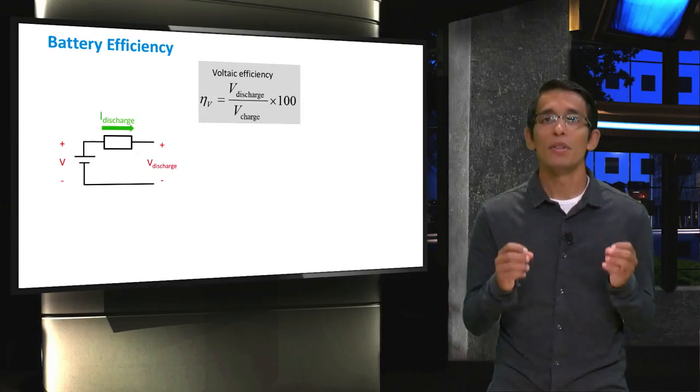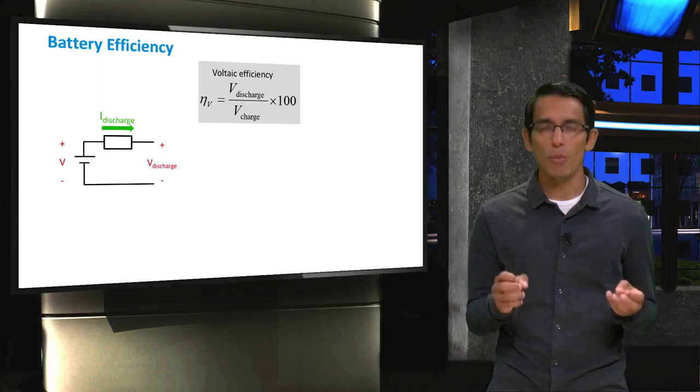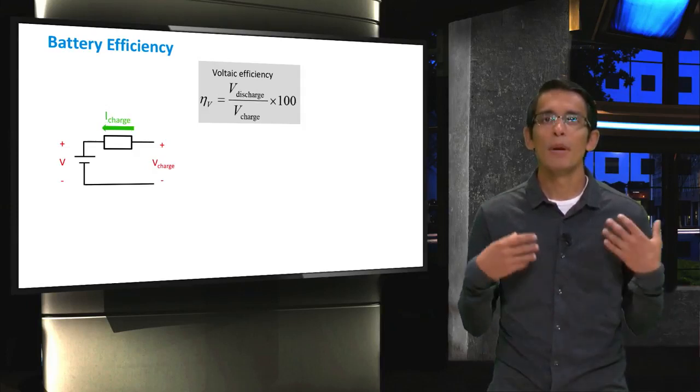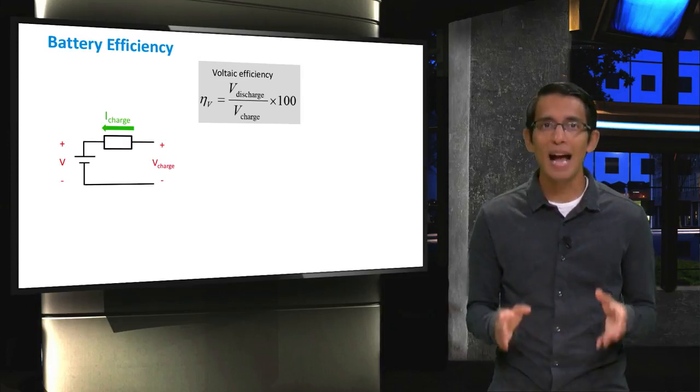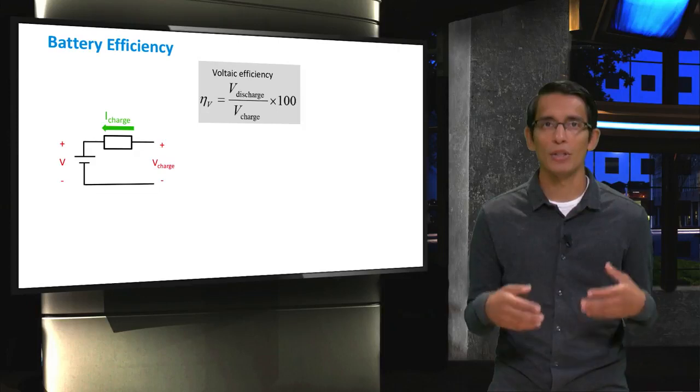Thus, during the discharge process, the voltage of the battery will be less than its open circuit voltage. This is because of the voltage drop that occurs inside the battery when current is being discharged. But on the contrary, when the battery is being charged, the battery voltage will be slightly higher than its open circuit voltage. This is to compensate for the voltage drop that occurs inside the battery and to drive the reverse chemical reaction to charge the battery.